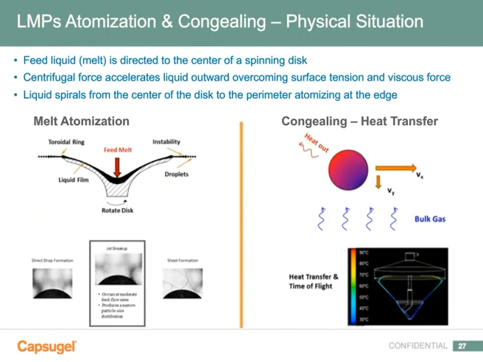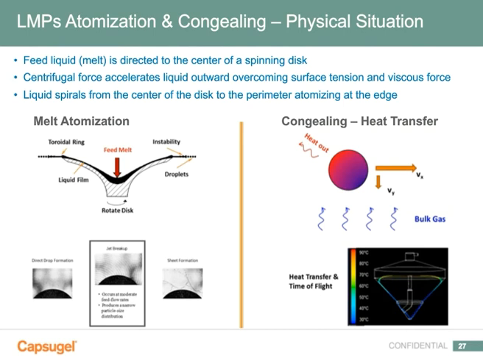I did want to touch on a little bit of the actual physics of atomization and congealing. I touched a little bit on how these things are atomized, but here is a little more detail. First, the liquid melt, so the lipids and the API, is dropped onto the center of a rotating disk, as shown by the graphics on the left. The melt hits the disk and is accelerated outwards by centrifugal forces, spiraling towards the edge of the disk.